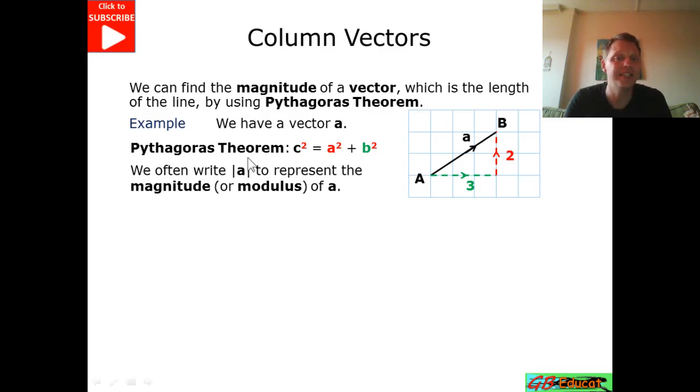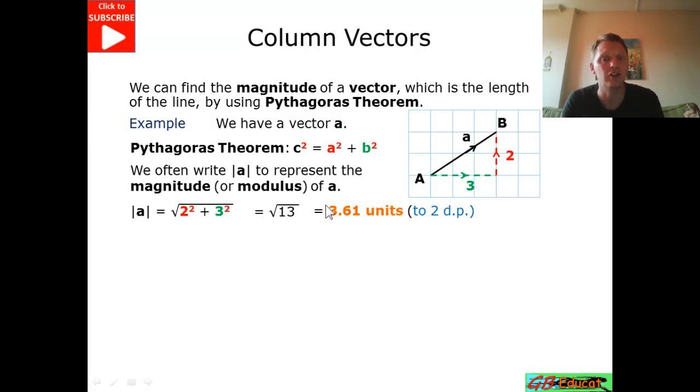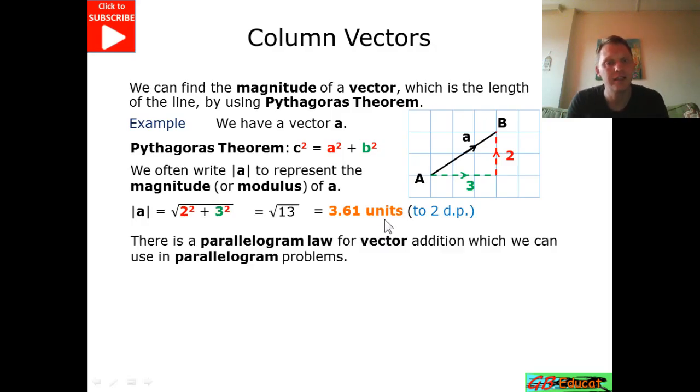And often you'll see this written as a modulus. By this I just mean with a line either side of the A. So modulus A, by this I mean the magnitude of my length A, is going to be 2 squared plus 3 squared, which gives me the square root of 13. So this is my exact value, but if I wanted to round this, I could give this as 3.61 units to 2 decimal places.